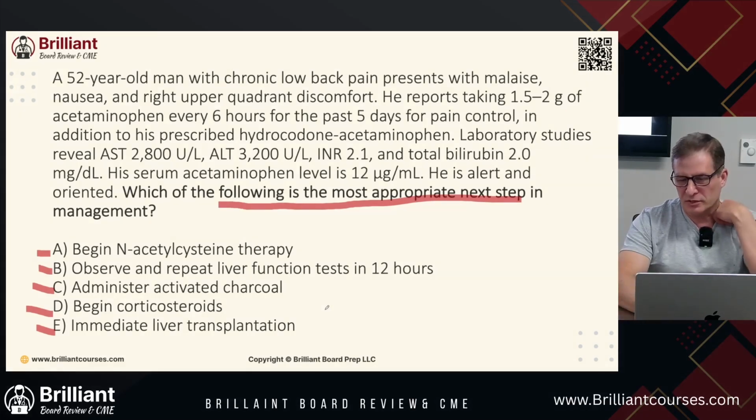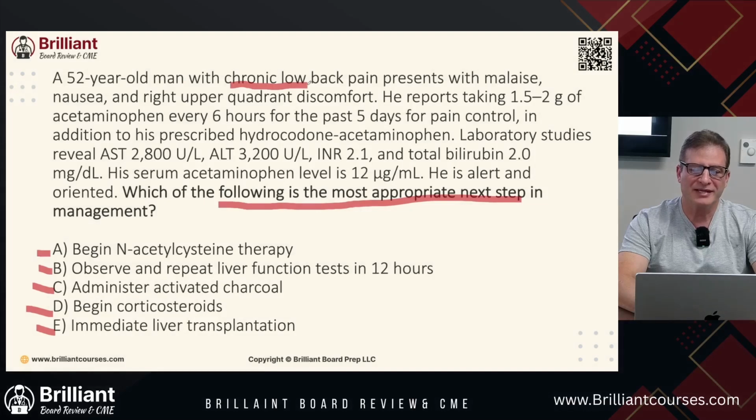All right, so let's talk about this. A 52-year-old man with chronic lower back pain presents with malaise, nausea, and right upper quadrant discomfort, right upper quadrant right here. Now he reports he's taken 1.5 to 2 grams of acetaminophen every 6 hours for the past 5 days for pain control. So that's probably a little bit higher than we would want them to take. So what do we want him to take max? He's taking about 8 grams a day maximum, and we probably want to keep them in the 3 to 4 range.